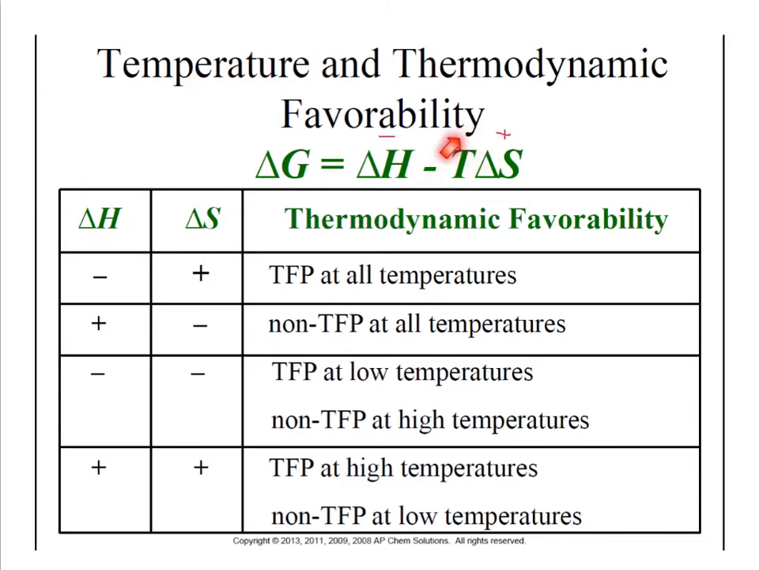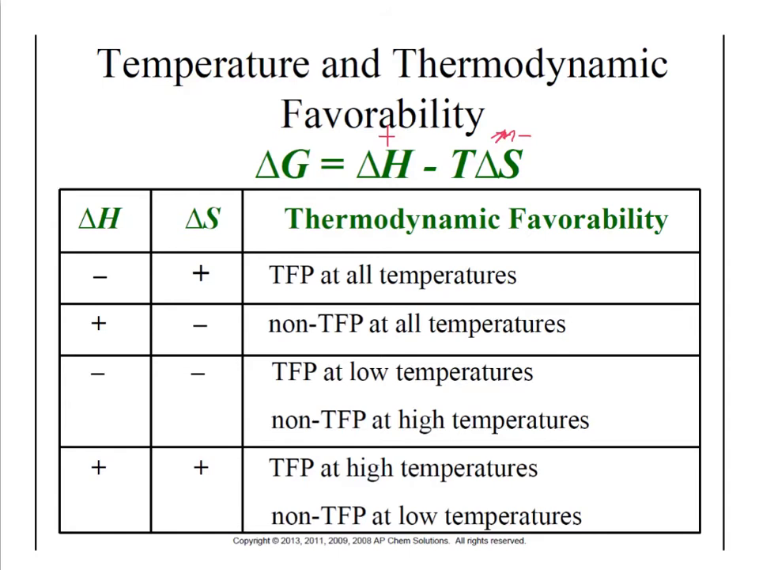No matter what the temperature is, we're always going to wind up with a negative delta G. So that means that this is a thermodynamically favored process at all temperatures. Negative delta H, positive delta S, always going to be thermodynamically favored. On the other hand, if we have a positive number for our first one, and then a negative number for our second one, well, in that case, we have a positive minus a negative, and so that becomes positive, and so we wind up with a delta G that's always going to be positive. If it's always positive, that means it's never going to be thermodynamically favored.